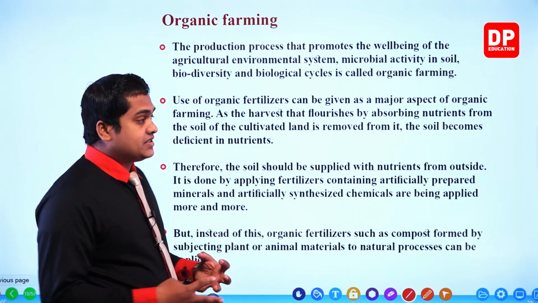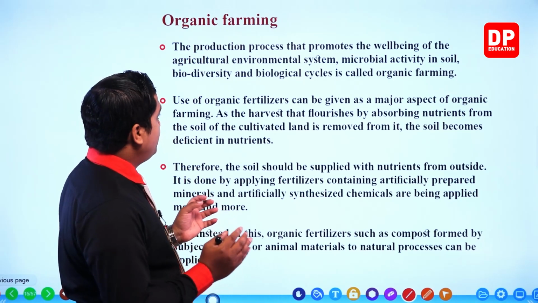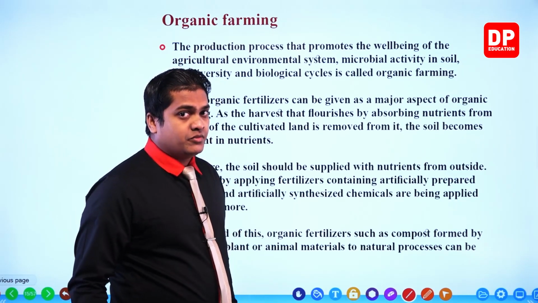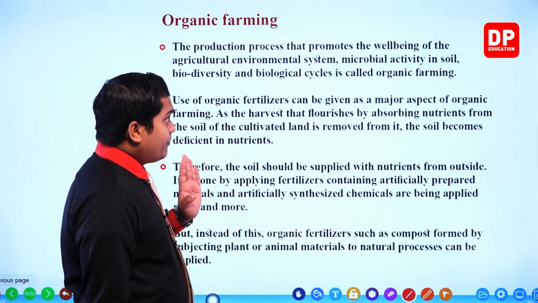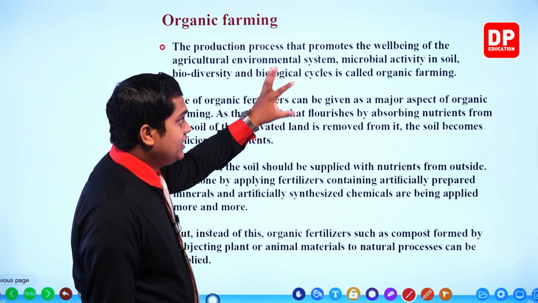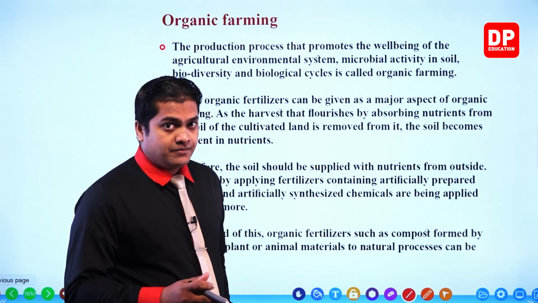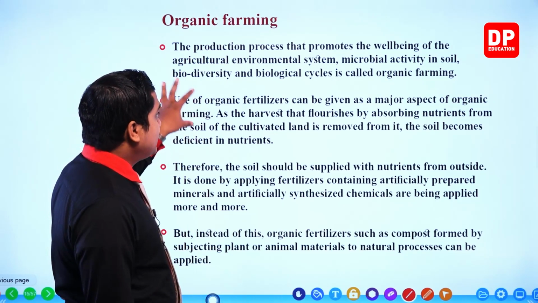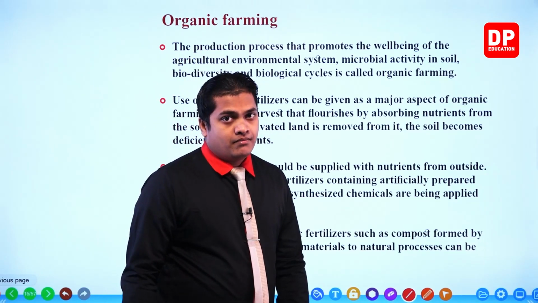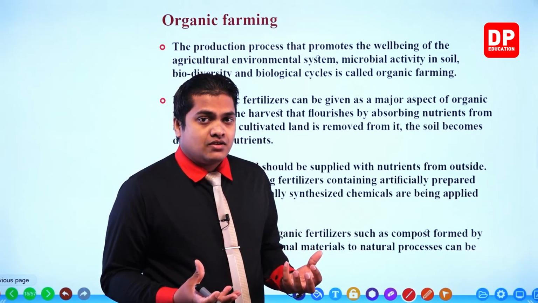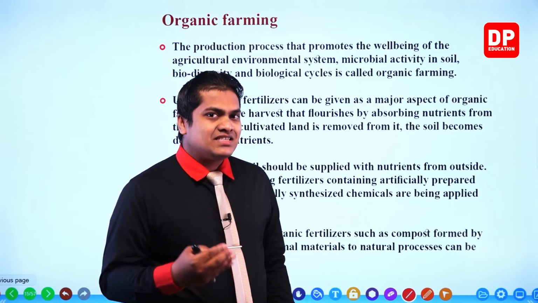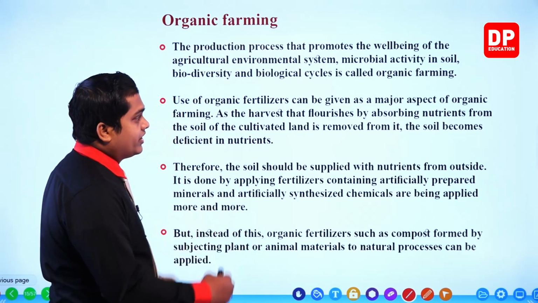Organic farming means, in simple terms, that we are going to promote the well-being of the agricultural environment. But how? We promote the agricultural environment by promoting the well-being of microbial activity in the soil. Then we increase the biodiversity and biological cycles, the biological cycles of the organisms which are living within the soil. So by doing these things, we can do organic farming.